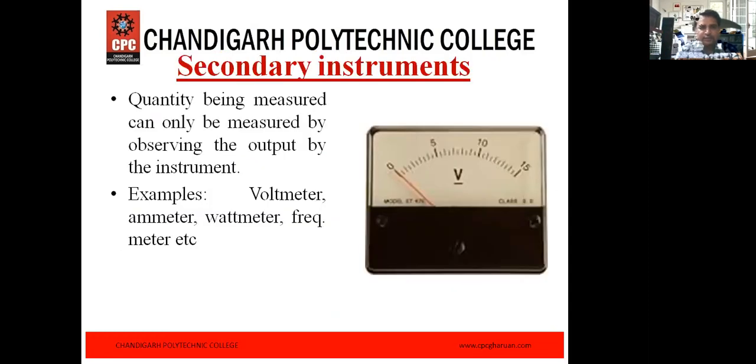Second is the secondary instrument. In this instrument, the quantity being measured can only be measured by observing the output of the instrument, like by observing the output of this voltmeter as shown in the slide. This will give the value of voltage. Same like ammeter, by observing the pointer where it can hold it like 5 ampere, 10 ampere, 15 ampere. This will show the amount of current that has been passed in the particular circuit.